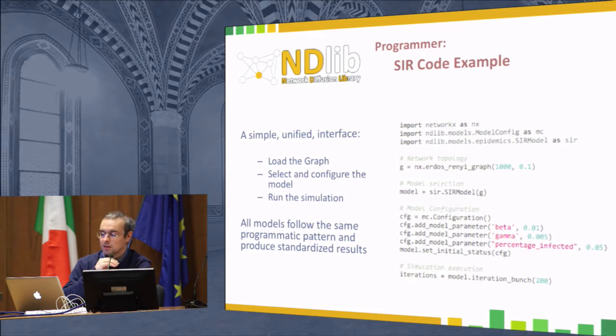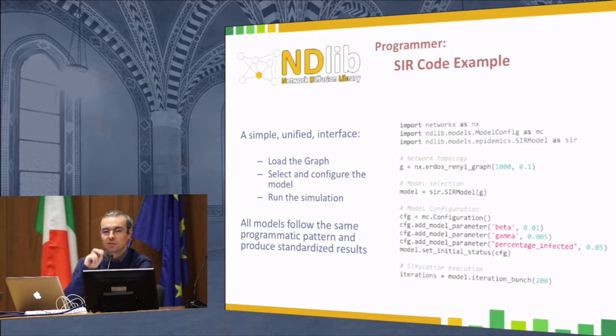So you have this network loading phase. Here you use, for instance, an Erdős-Rényi graph, then the definition of the SIR model, the configuration, and then the execution of several iterations. Indeed, in this example, the starting points of the infection are chosen randomly as 5% of the nodes in the network. Indeed, the library also allows you to finely tune the initial condition statuses.